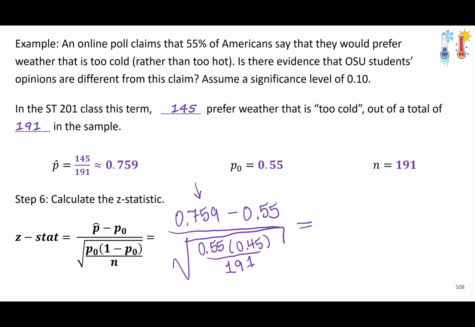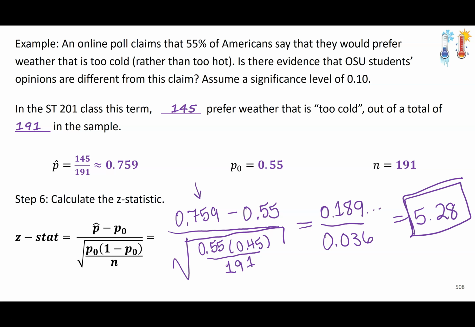Okay, so for the top, I'm going to get something like 0.189 over something small, 0.036. I didn't round here when I made my calculations, but just to let you know roughly what you should be getting on the top and the bottom. And so I ended up getting a z statistic of 5.28.